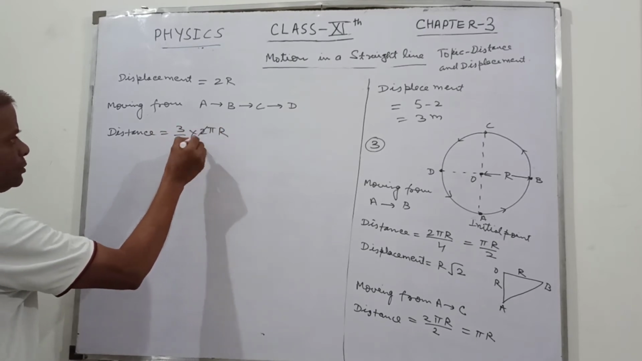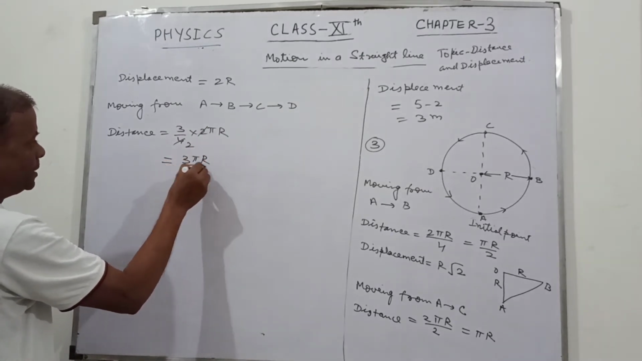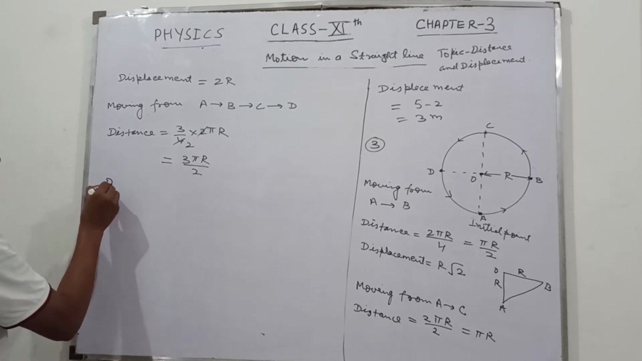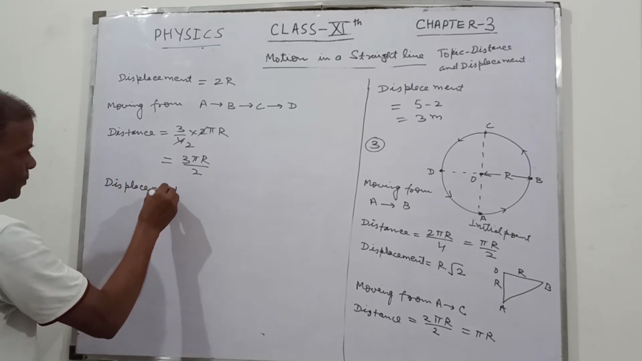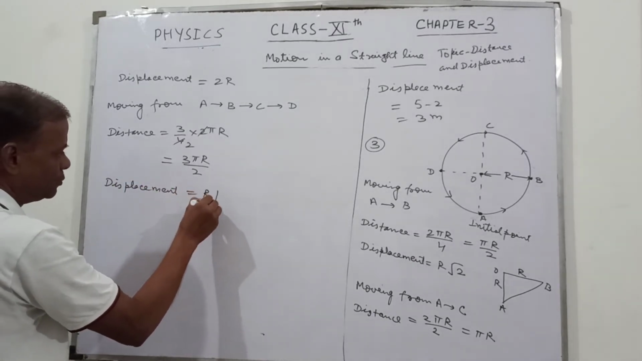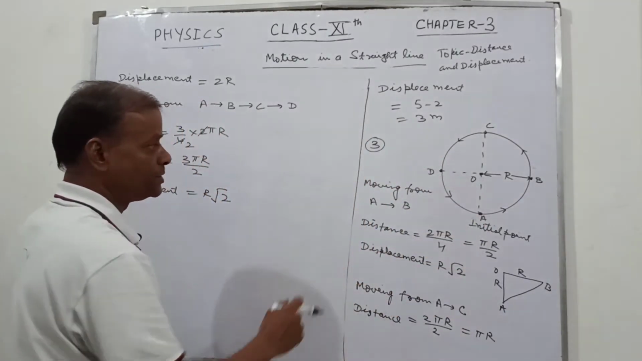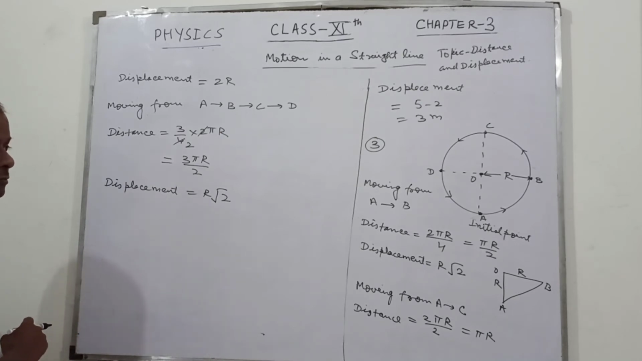This will cancel by 2. So this is equal to 3 pi r by 2. And now displacement is how much? Displacement. This is equal to r over 2. Again, like this one. This is now between these 2 points A and B. So now displacement is r over 2.